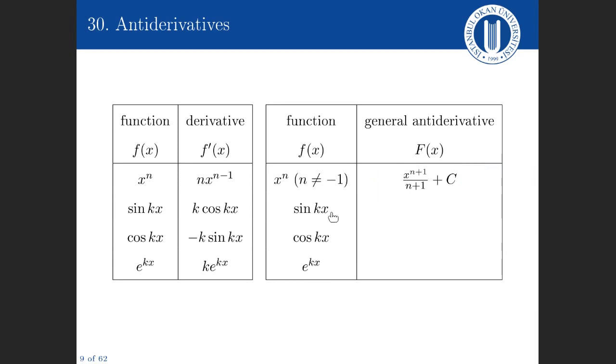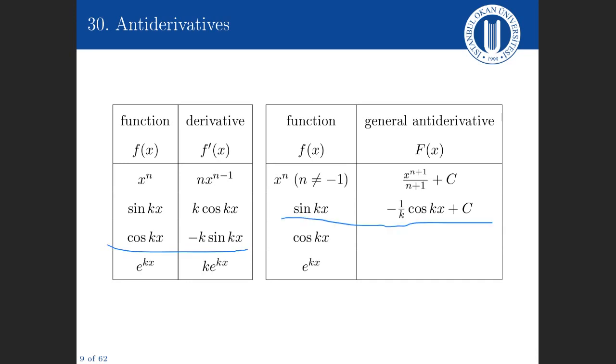Next, I want to find the general antiderivative of sine. And I'm not looking at the derivative of sine, I'm looking at the derivative of cos. The derivative of cos kx is minus k sine kx. Let's go backwards, go from right to left. The antiderivative of sine kx must be minus 1 over k cos kx.